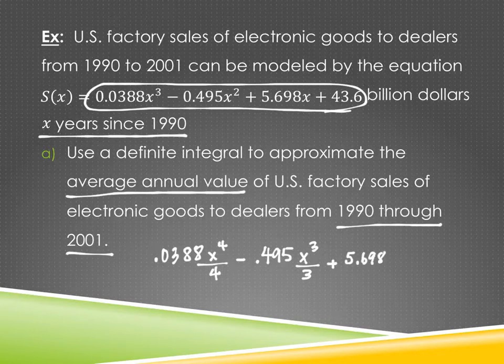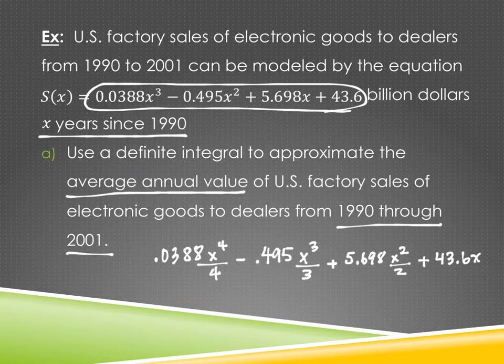So there's 5.698, and then I'm supposed to square it because it was power 1 before, and divide by 2. How about 43.6? Right, 43.6x. Plus c is what we normally do, right? I mean, plus the constant.